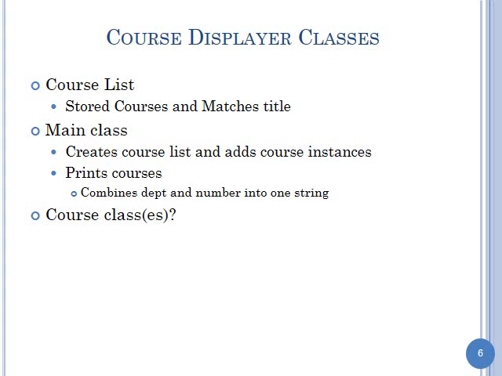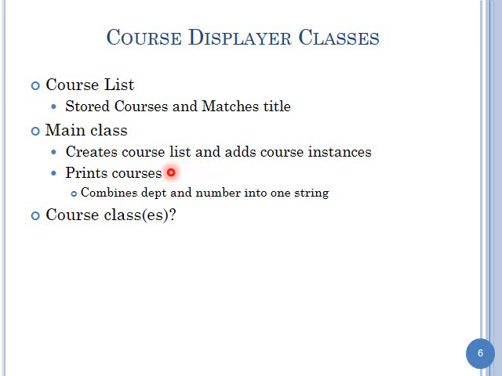So I have some kind of course list that stores courses and matches titles. Okay, we'll come to that later. That will become a center of attention later. We have some main class that creates a course list and adds course instances to it. Somehow these courses were filled. Right now they're filled. Later I'll develop the example where we will actually enter these courses interactively. That's when we'll get into this parsing, which is the next thing we want to look at.